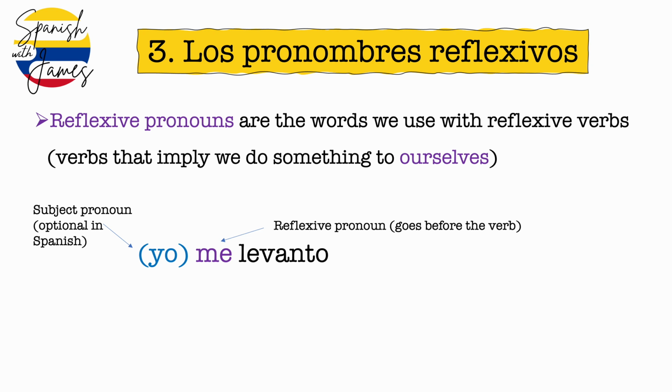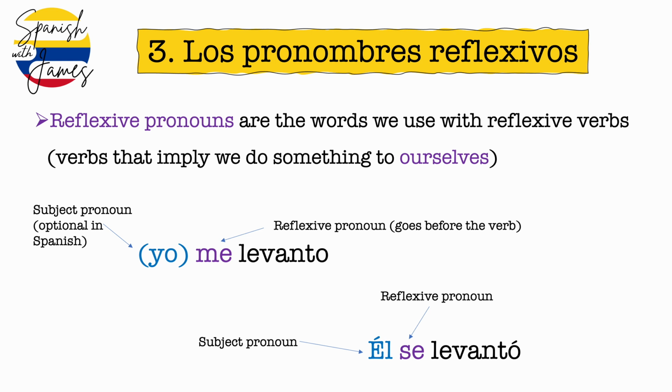The reflexive pronoun should go before the conjugated verb. It is different if it's an infinitive verb. Voy a levantarme, if I'm using an infinitive, I tag it onto the end. If I said, me gusta levantarme temprano, I like to get up early. Again, because I'm using the infinitive, levantar, I tag it on the end, levantarme. If I were to put it in the past tense in the third person, I could say, él se levantó, he got himself up. Again, we've got the subject pronoun and the reflexive pronoun followed by the verb.